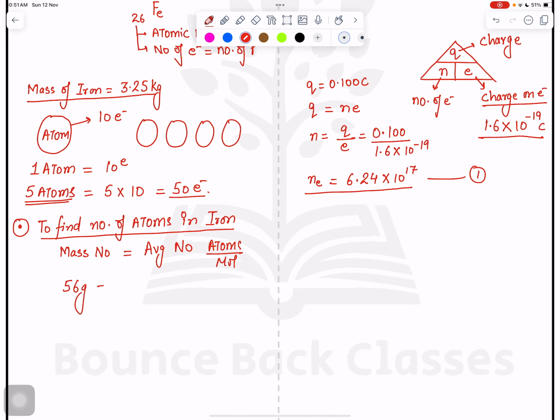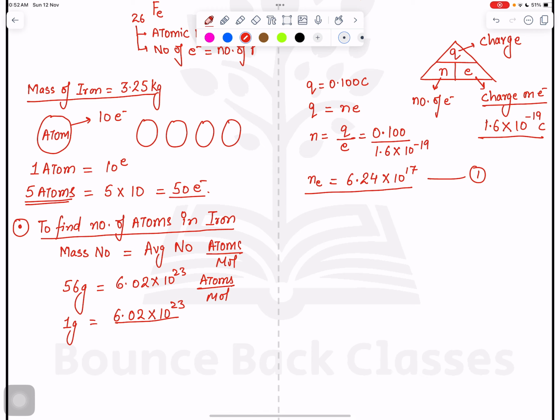56 gram gives you 6.02 multiply 10 to the power 23 atoms per mole. So 1 gram gives you how much? 6.02 multiply 10 raised to power 23 divided by 56 gram.